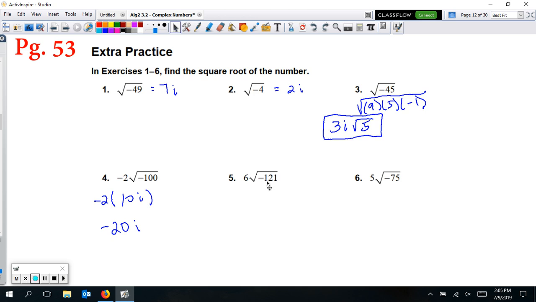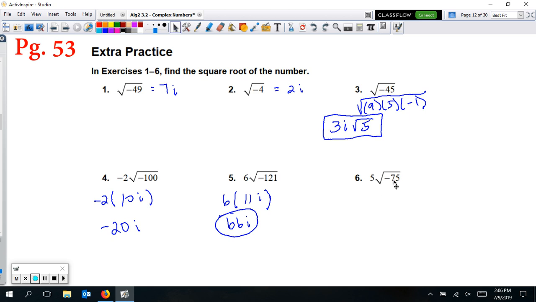So you've got to make sure that's very clear and you understand that when you have a negative under the radical, it's an imaginary number. You're going to give an i, the letter i, to that number. So this is 11i, so it's going to be 6 times 11i, which will be 66i.